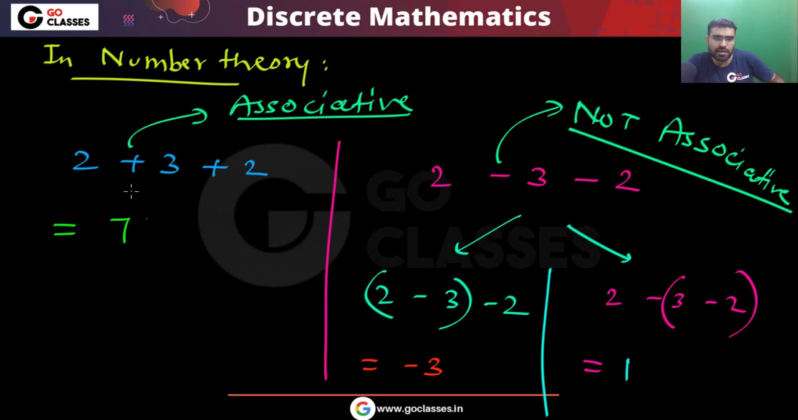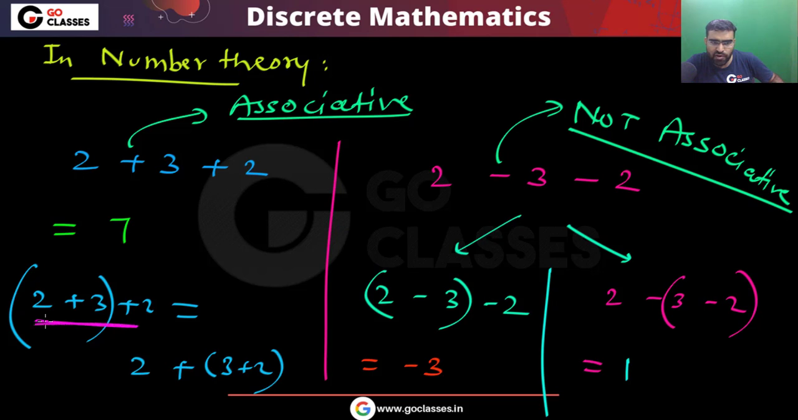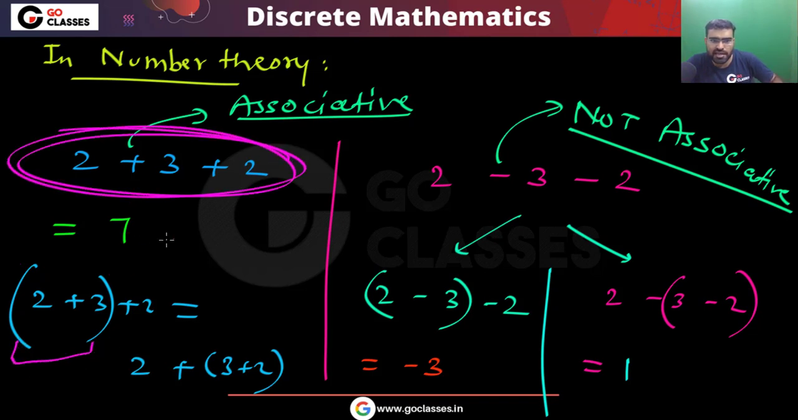So what I am saying is that when you have an associative operator, there is no need to put parenthesis. The reason is simple: if I evaluate like this, the answer will be the same as if I evaluate like this. That is the reason I am saying that when the operator is associative, like this addition, you can remove these parentheses. These parentheses are not needed. I can directly write like this and the answer will be 7.